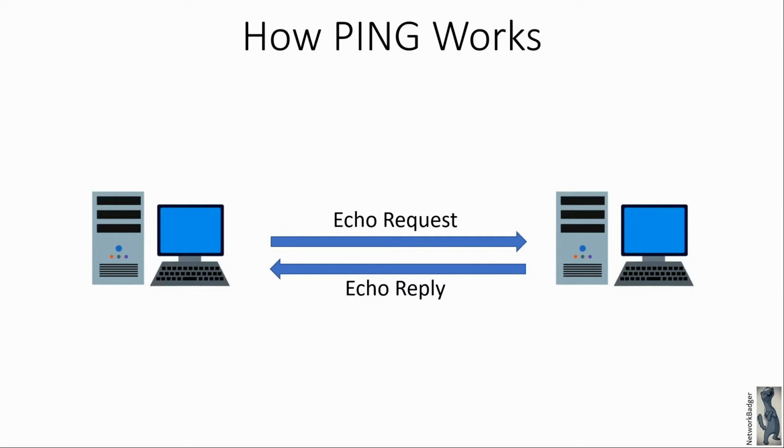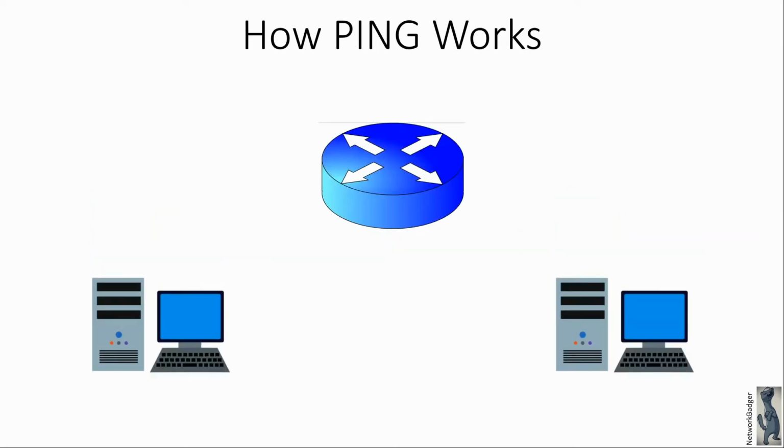There may be routers in between, right? So let's insert a router. Complicate our topology a little bit. So we're inserting a router between our computers, and let's imagine our ping is a little broken this time. So again, we start with an echo request. It goes from the computer to the router.